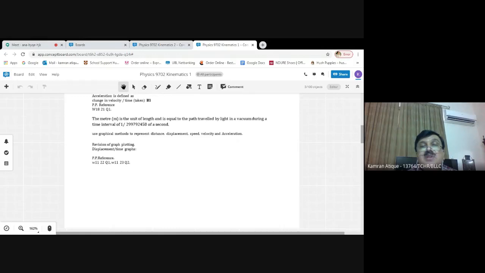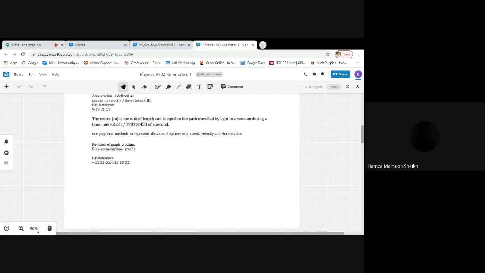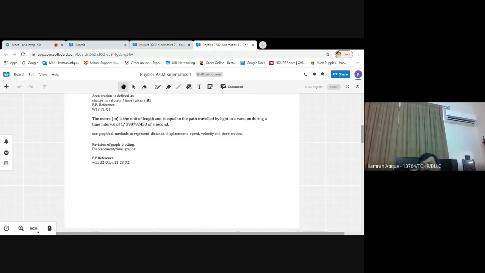The meter, m, is the unit of length. You know, the SI unit of length is the meter. Hamza, I am moving quickly. Is it okay? I have not spoken about the meter per second squared. I have not spoken about the meter per second, but I think you have an idea about meter per second squared. Yes, sir. And you must know also how you have obtained both.